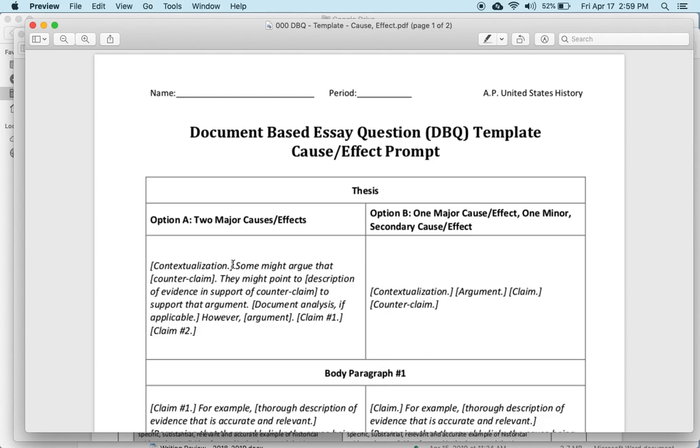And what I tell my students is that there's really two options for a thesis paragraph. Now, this is for a cause or effect question that is more open-ended. Most cause or effect questions are something like evaluate the effects of the Cold War, making you have to basically decide what the major effects were and what some less important, secondary, minor effects might have been. And so that's how this is laid out.